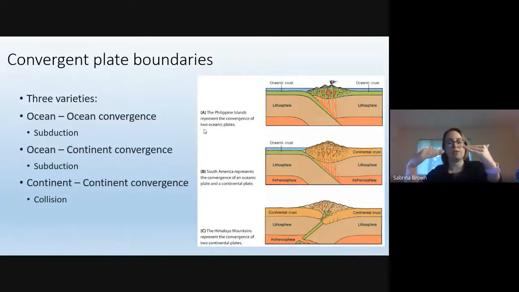And then with continent-continent convergence, we get something called collision. So one of them cannot be subducted or pushed under the other one, and so they fight and they stand off, and they collide. And this is where we create really tall mountain chains like the Himalayas.